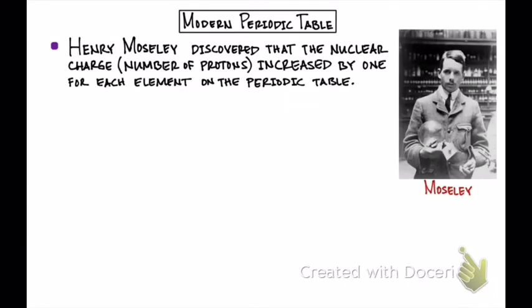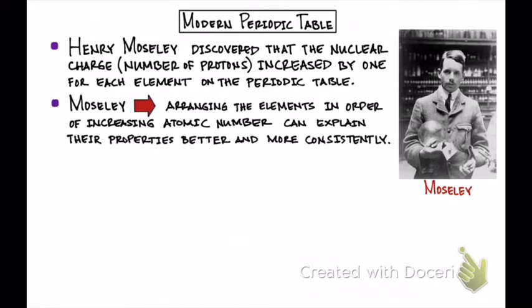Henry Moseley discovered that the nuclear charge, which is just the fancy term for number of protons, increased by 1 for each element on the periodic table. And he actually suggested that arranging the elements in order of increasing atomic number instead of increasing atomic mass can explain the properties of these elements a lot better and more consistently.